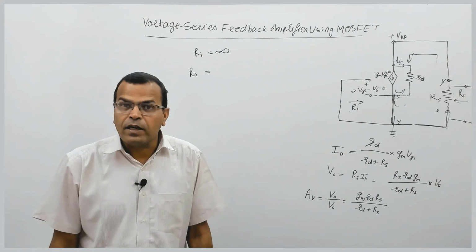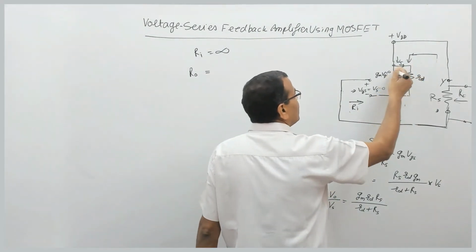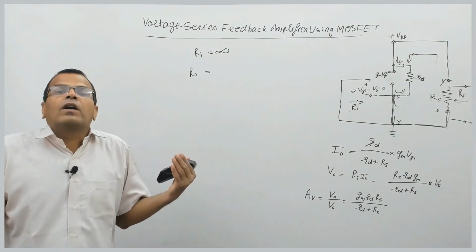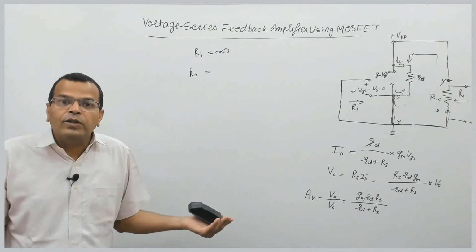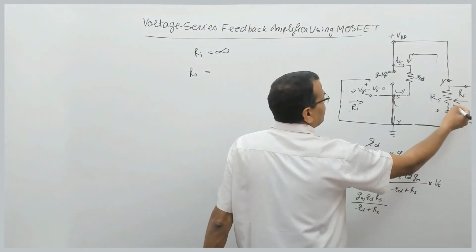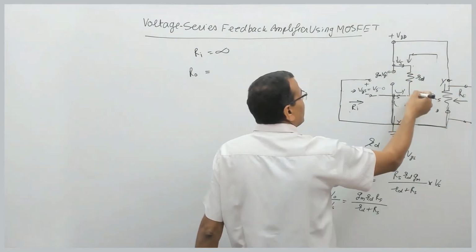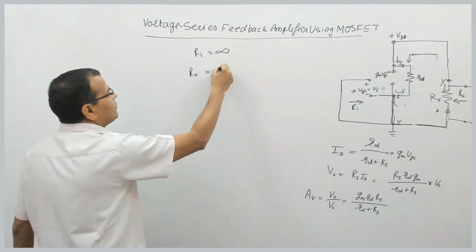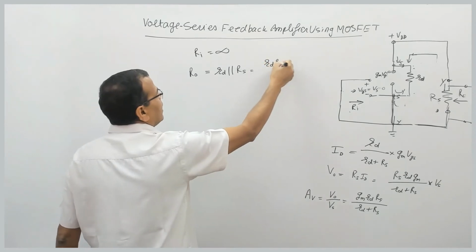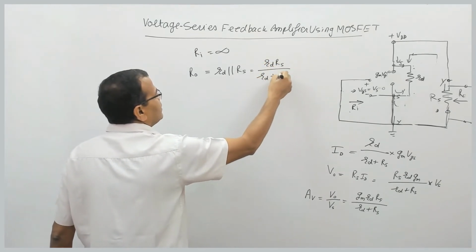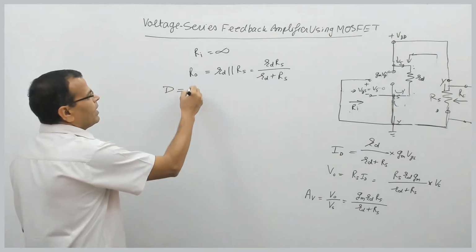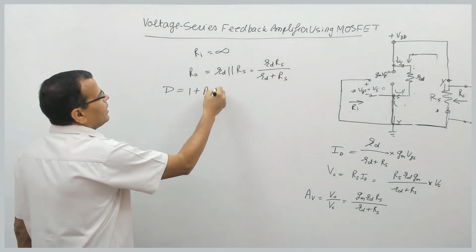This is a voltage dependent current source, so that means this current source behaves like an open circuit. When the current of the voltage dependent current source is 0, so current is 0. When current is 0, it behaves like an open circuit. So now let us see the resistance from here. So that becomes this resistance in parallel with this. So output resistance without feedback loading is the parallel combination of RD and RS. That is RD RS by RD plus RS. That's it.